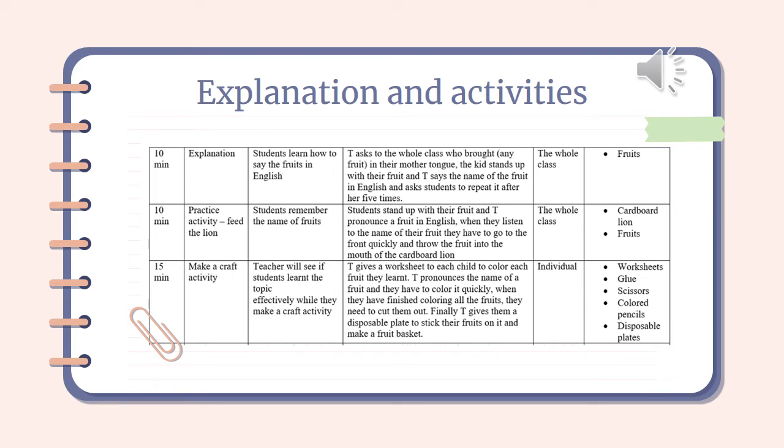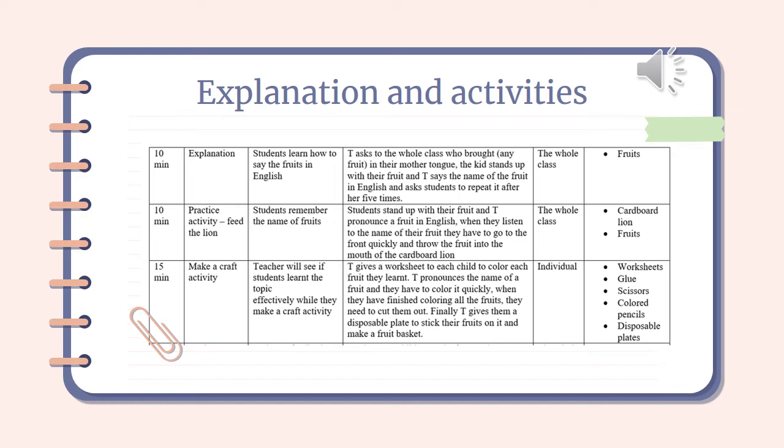Explanation and activities. Okay. In this part of the lesson, students learn the names of the fruits and how to pronounce them in English. For learning that, the teacher uses realia with the fruits that students brought to the class, and after that, they practice with an activity named Feed the Lion, and students have to feed this cardboard lion using their fruits, also using realia.